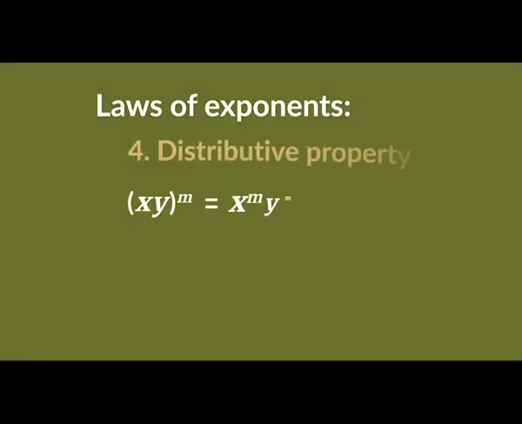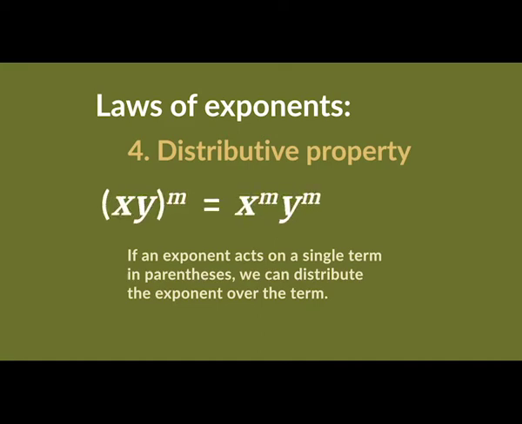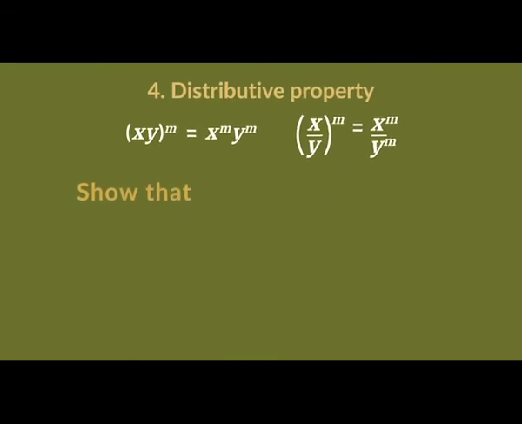The distributive property law states that if an exponent acts on a single term in parentheses or brackets, we can distribute the exponent over the term. This applies to both multiplication and division. For this law, we'll show that 3 times 10 raised to the power of 4 is equal to 3 to the power of 4 times 10 to the power of 4.